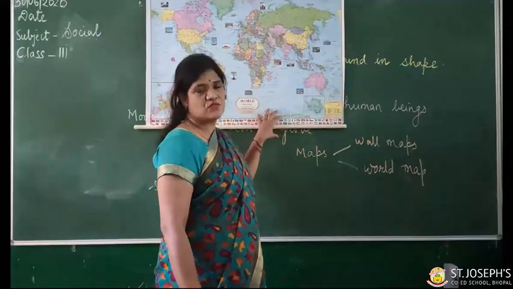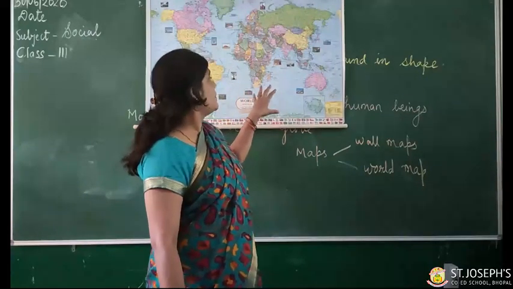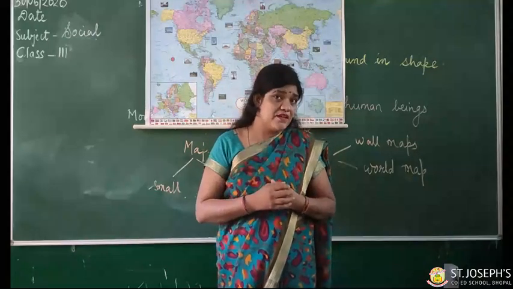So that's why it is called a wall map. It is also known as a wall map. Okay, so this is a wall map and a world map. And one more term here in your chapter, that is world map. Now what is a world map?